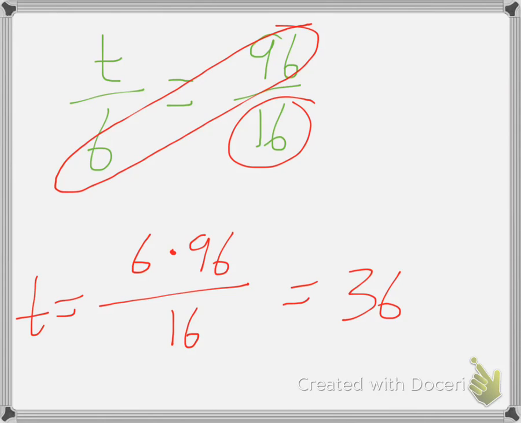So your homework tonight is in IXL, but this is all this is. It's just proportions. All you have to do is find the missing value. So you multiply the two numbers that are across from each other and divide by the number that's across from the variable. Any questions? No.